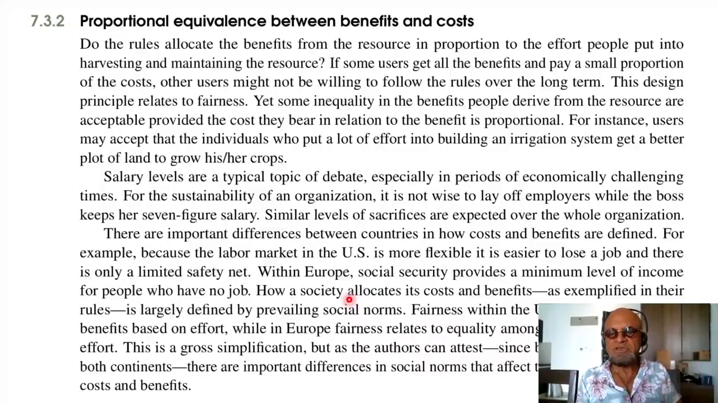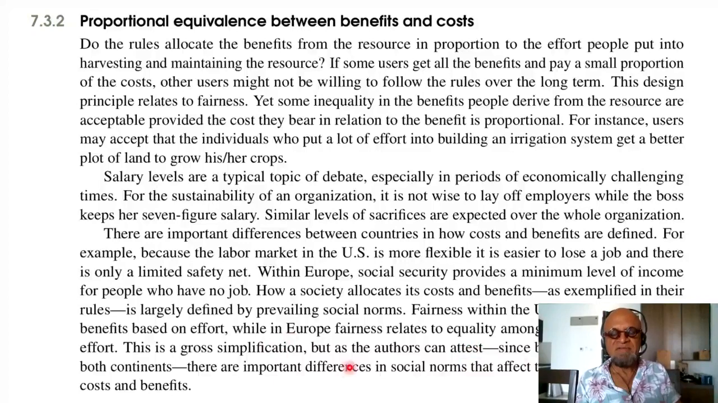Within Europe, Social Security provides a minimum level of income for people who have no job. How a society allocates its costs and benefits, as exemplified in their rules, is largely defined by prevailing social norms. Fairness within the US relates to receiving benefits based on effort, while in Europe fairness relates to equality among people independent of effort.